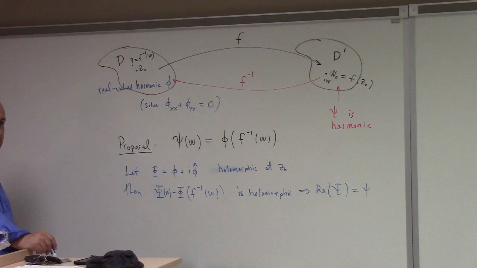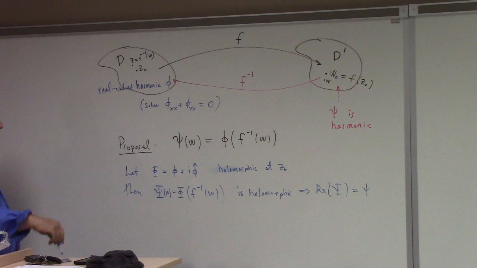So this is basically the game. If we have a real valued harmonic function, we find its conjugate, and that gives us a holomorphic function. We use composition with the inverse to move it to the other side, and then we go, oh wait a minute, composites of holomorphic functions are holomorphic, so that is a holomorphic function over there. If we take the real component of that, that's a harmonic function in the sense that it solves Laplace's equation. Which Laplace's equation does psi solve, though?